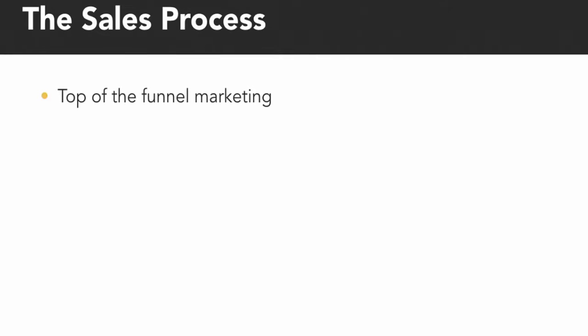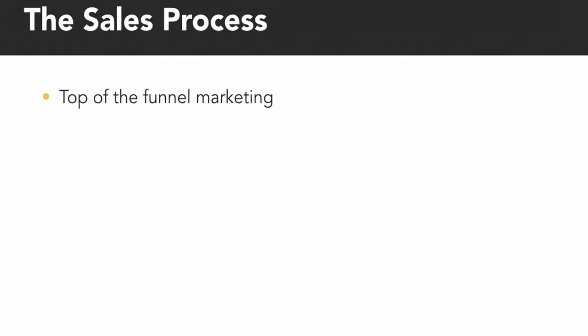So let's talk a little bit about the sales process. Top of the funnel marketing is a term used to describe people who are seeing you for the first time. This, in internet marketing terms, is also known as traffic. Traffic is visitors back to your website, and top of the funnel marketing consists of things such as YouTube marketing, SEO, and pay-per-click marketing.